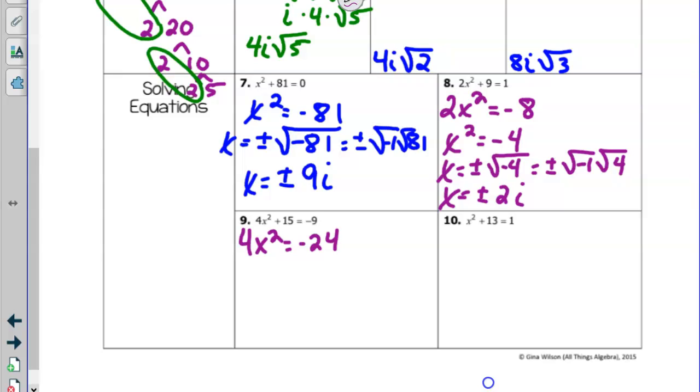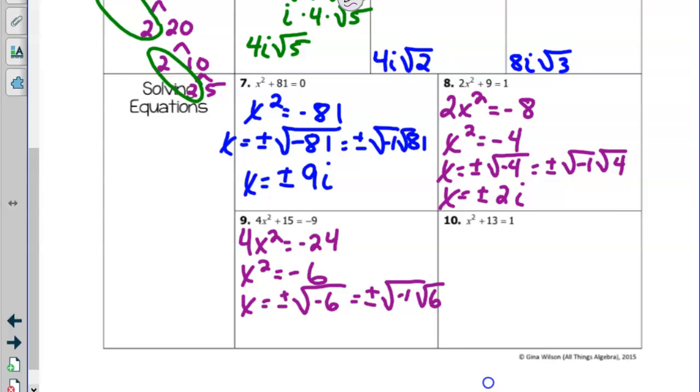What would my next step be? Divide by 4, right? So we have x squared is equal to negative 6. Very good. We have x is equal to plus or minus the square root of negative 6, which can be written plus or minus square root of negative 1 times square root of 6. What do we know about the square root of 6?